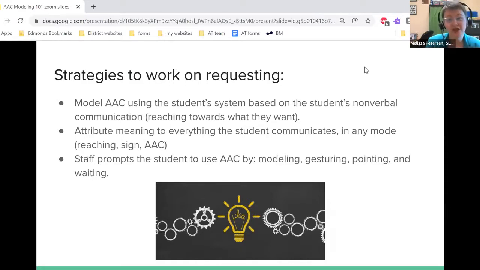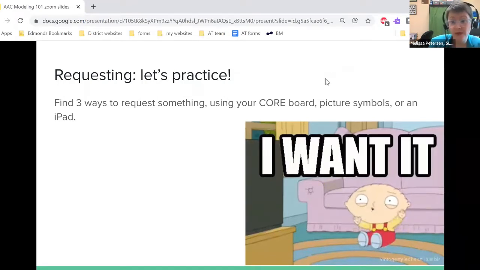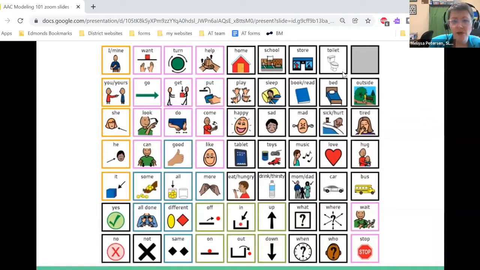I did see the question in the chat, so we're going to do this exercise and then I will answer that question. So let's do some practice. I'm going to put up a core board on the screen, and there are many more than 3 ways, but we're going to find at least 3 ways to request something using the core board. You can just pop those right into the chat, or if you feel brave, you can call them out as well. So let's think about it. What are 3 ways, at least, that you could request something using this board that is up on the screen now?